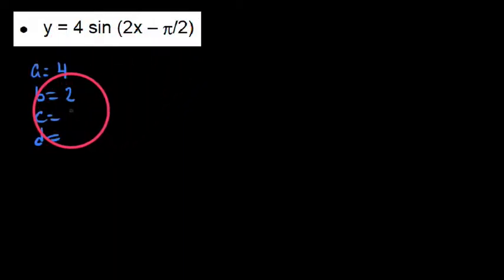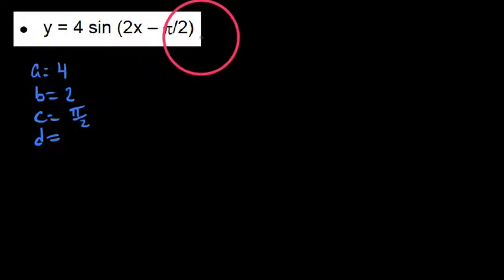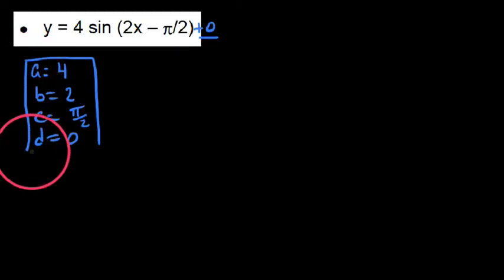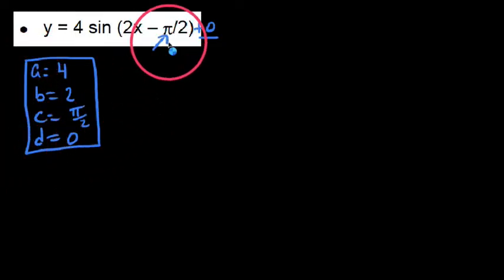We have a c value here. It looks like it's negative, but really we know better. We say it's positive pi halves. And then it lacks completely any d value out here. We could say plus 0. So this is a graph that's not going to be translated vertically at all. It looks like we have a graph that's just going to be shifted right and have an amplitude change. It doesn't look like it would be reflected because it lacks a negative as an a value.